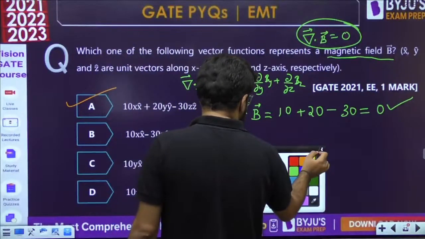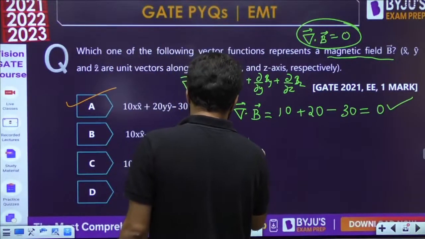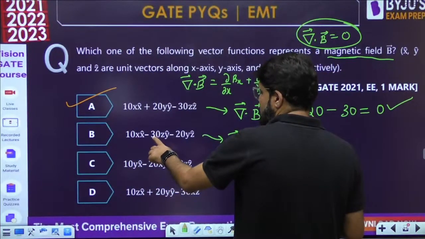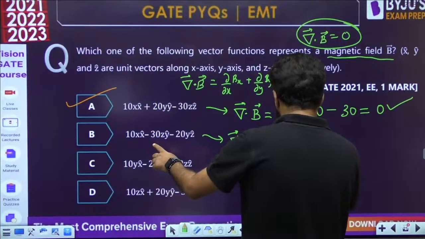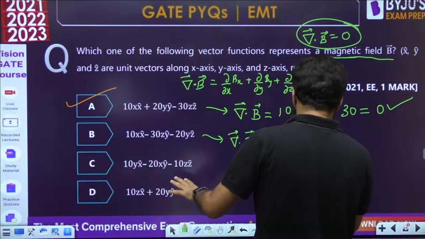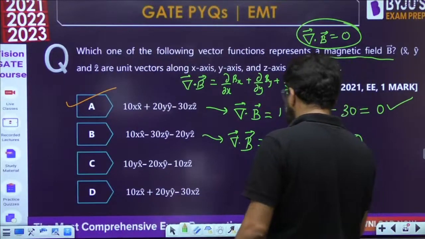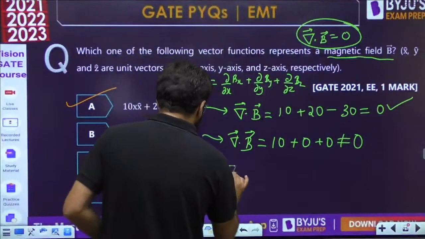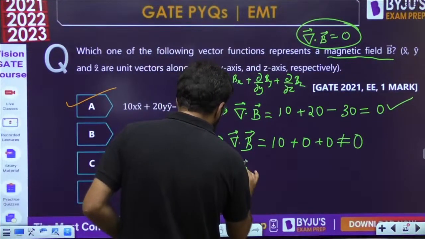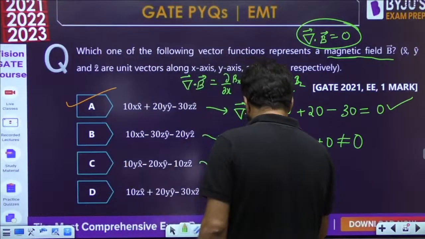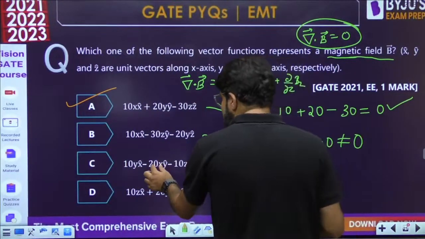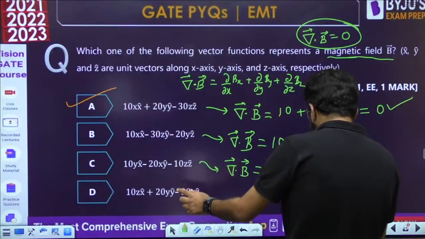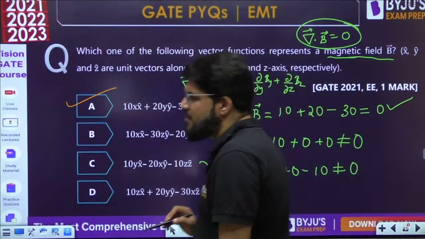But if you check the others, what is del dot B? For the second option, differentiation of 10x is 10, differentiation of 30z with y is 0, differentiation of 20y with z is 0. So overall the answer is non-zero. Correct? Third option: differentiation of 10y with x is 0, differentiation of 20x with y is also 0, differentiation of minus 10z with z is minus 10. So overall the answer is minus 10, not equal to 0.